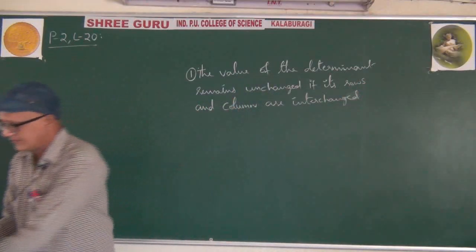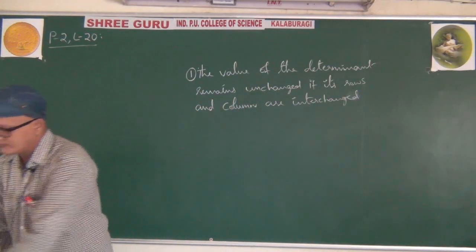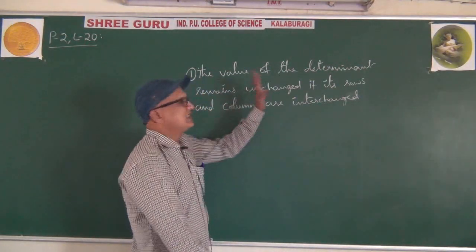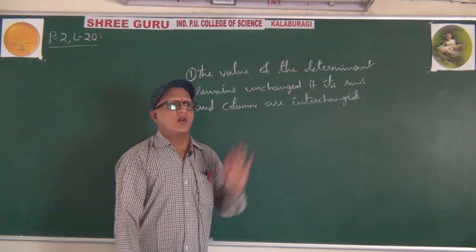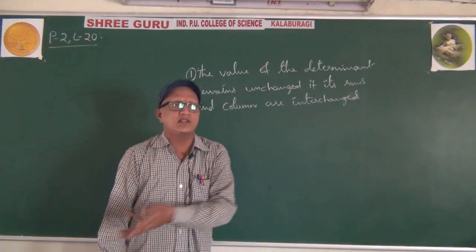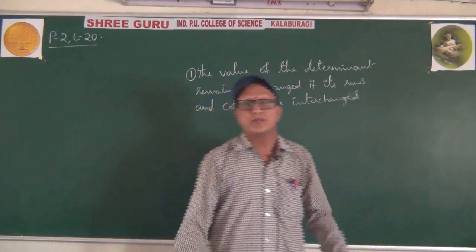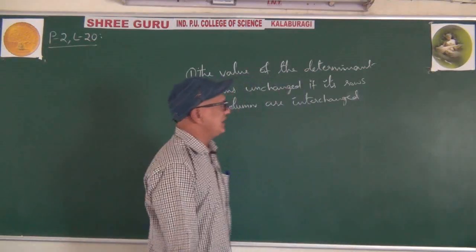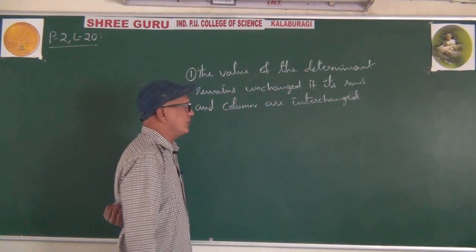Are interchanged. Right? This is the first property. What does it mean? Actually, the proof is there in the textbook, but as per the syllabus they removed it, because of this pandemic. They deducted 30%, so they removed it.